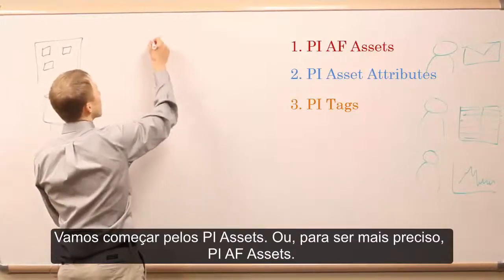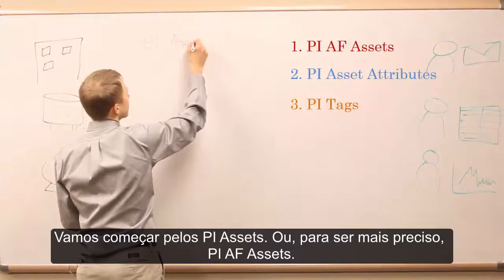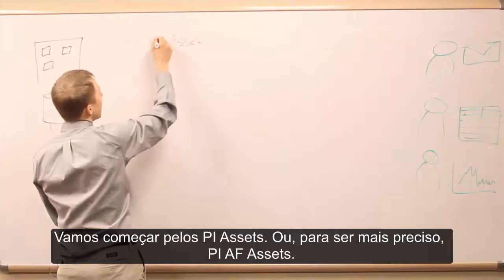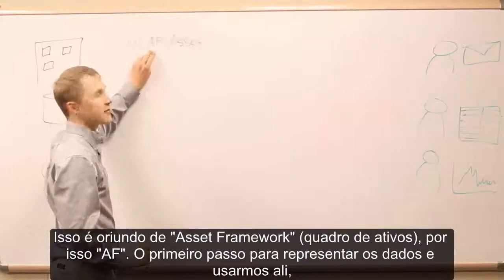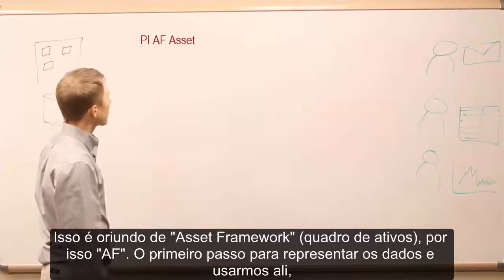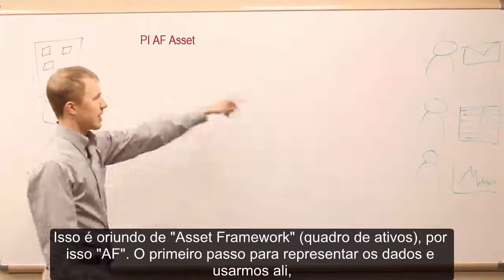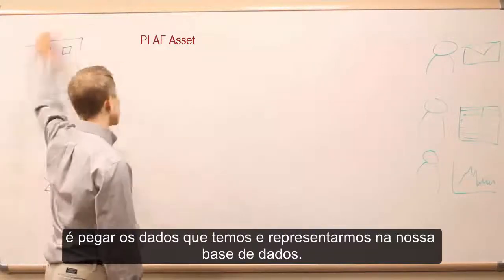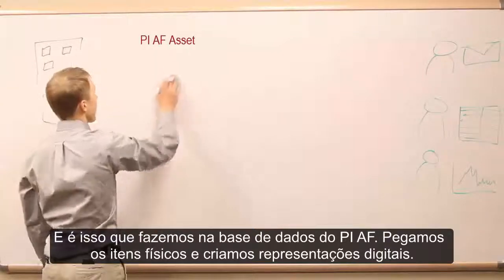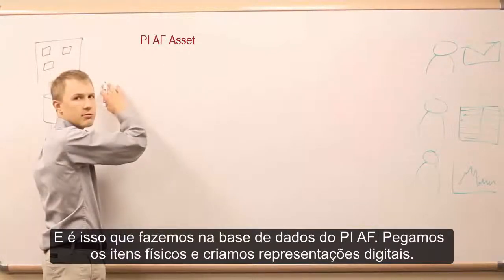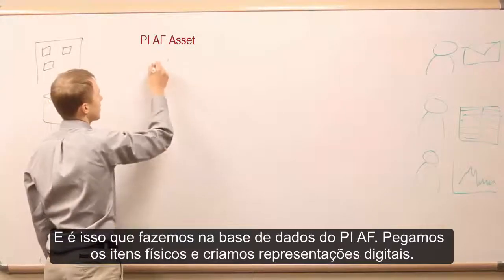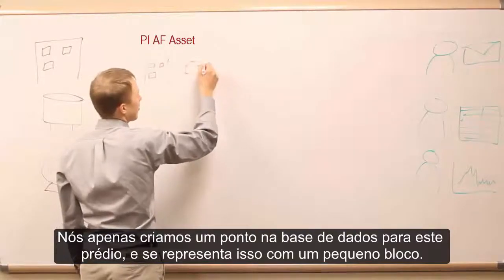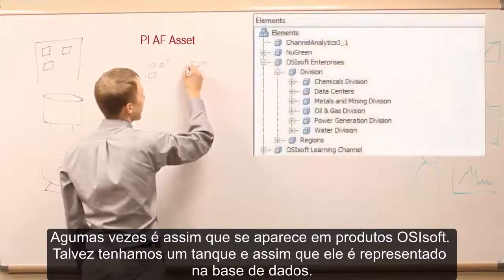So we're going to start off with PI assets, or, to be a little more precise, PI AF assets. This is something from the Asset Framework, that's AF. The first step in representing this data is to take the items that we have and represent them in our database. That's what we do in the PI AF database. We take these concrete items and give them digital representations. We give the building a little spot in the database, and you could say we represent it with a little block. Sometimes this is how it appears in OSIsoft products.